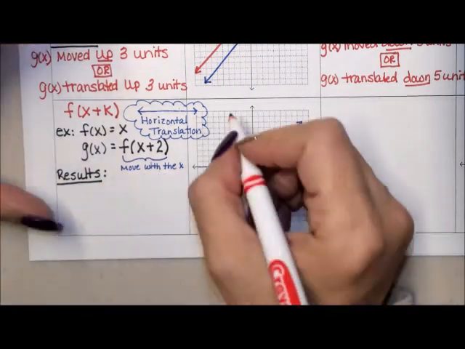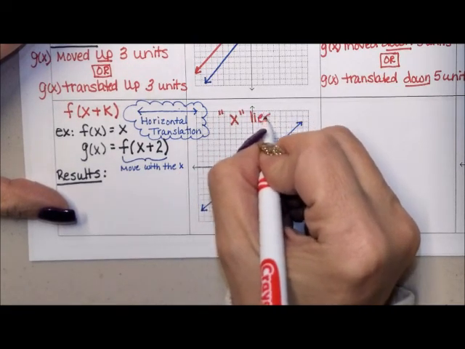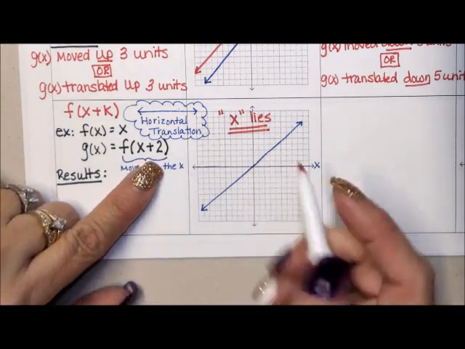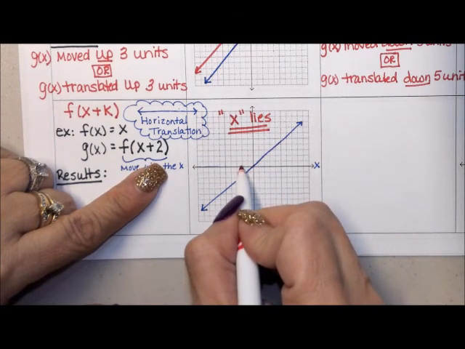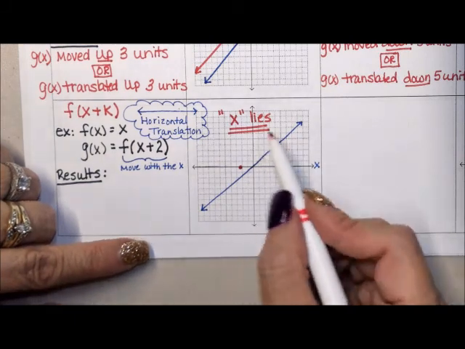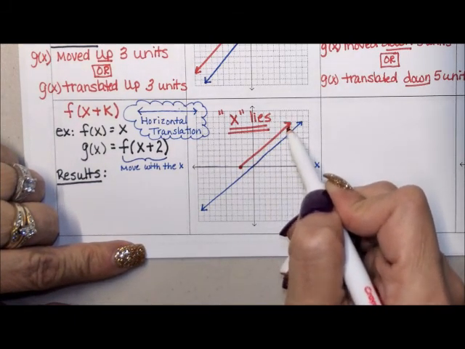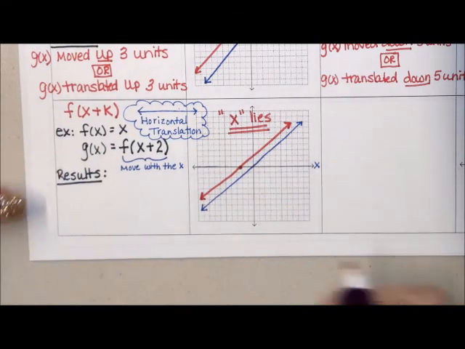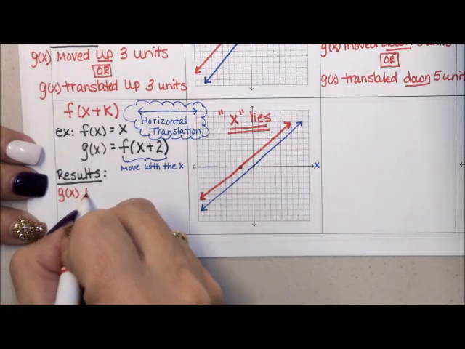But here's what I know. X's lie. We're going to put this right here. X lies. It's very important that we remember that. It says it's moving positive 2, but you know what? He's not. He's moving negative 2 horizontally because I'm in the parentheses, negative 2. I'm going to shift over there. Other than that, it's going to look exactly the same. So what's the results? I'm going to say g of x moved.